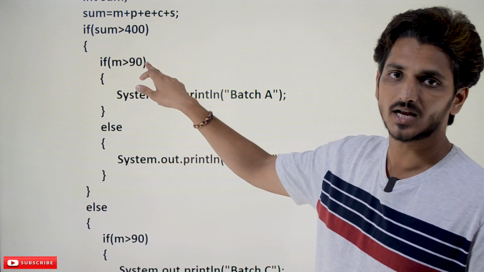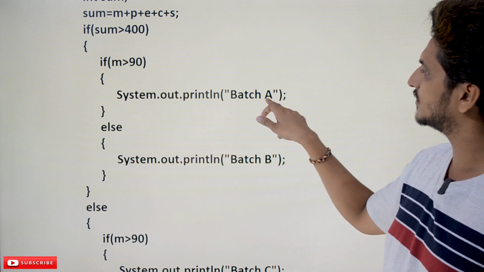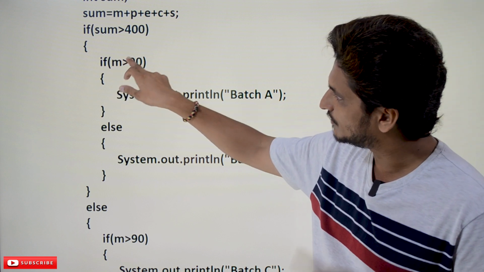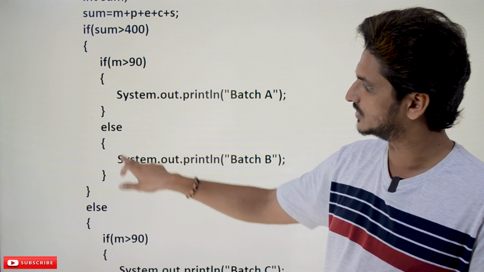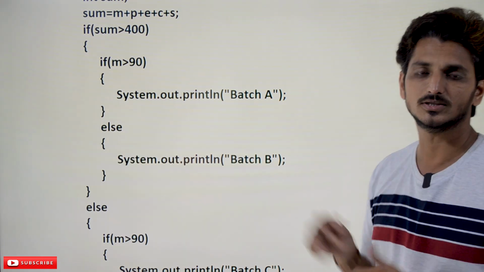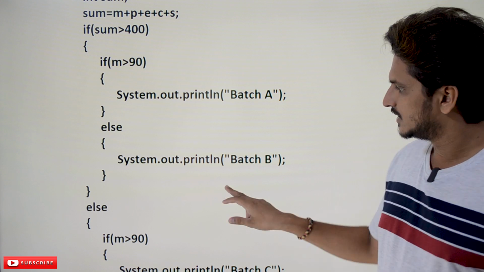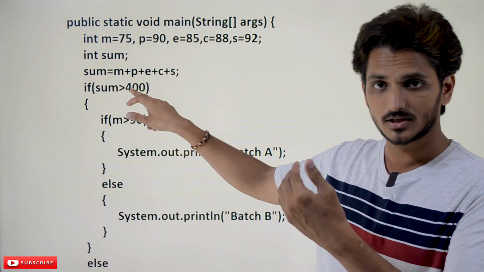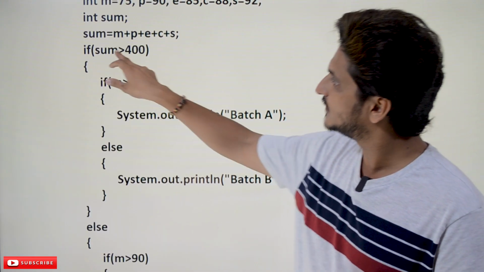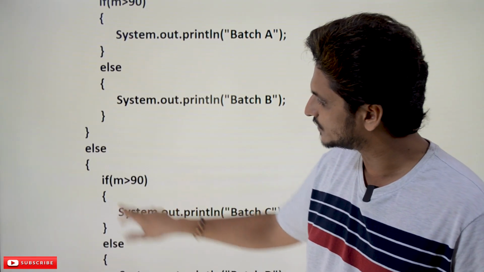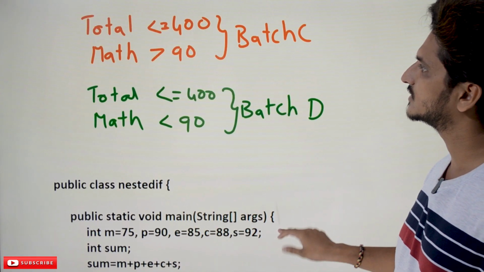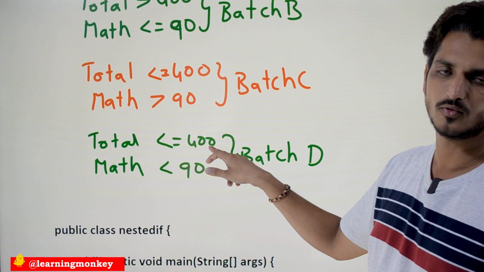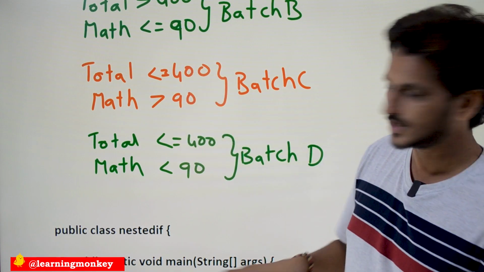If maths is greater than 90, then he belongs to batch A. It is going to display System.out.println batch A. If this condition is false, maths less than or equal to 90, else will execute. It is going to display batch B. So if sum is not greater than 400, maybe it is less than or equal to 400, it will go to the else part. See, our condition says like this. The last two conditions, total less than or equal to 400, total less than or equal to 400, these two are the same. That's why we have written it in the else part.